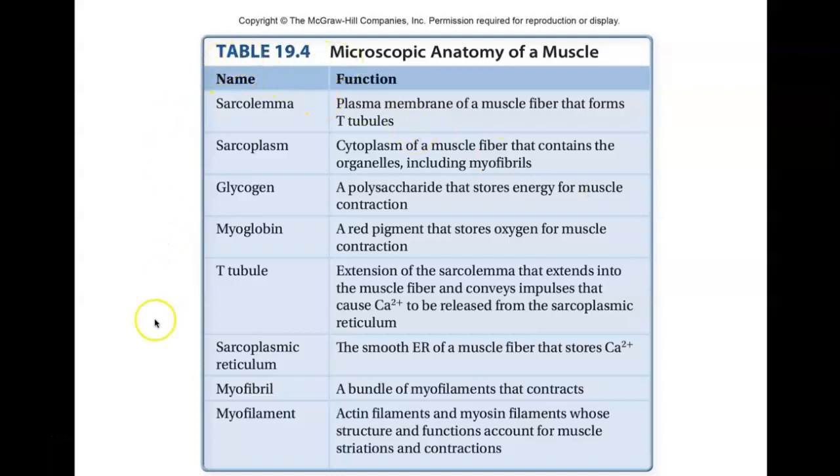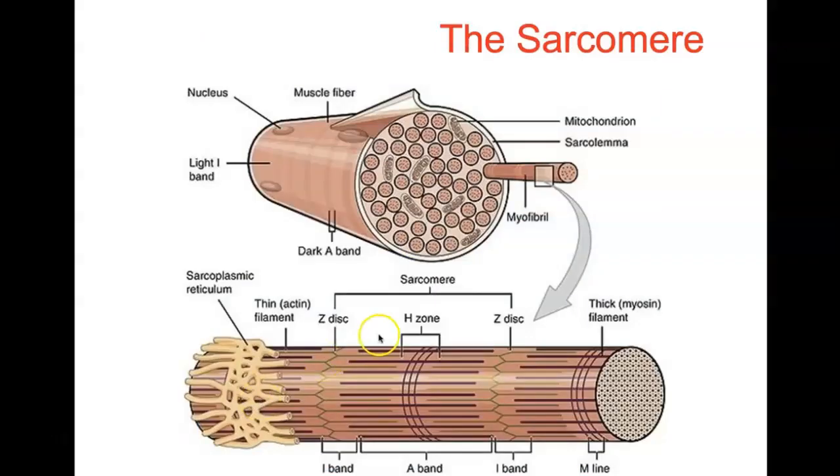This table is from another source, and it's just giving you all of the functions of the structures that we just talked about. So let's move on now and let's discuss the sarcomere. If this is one muscle fiber and these are individual myofibrils, if we look at one myofibril, we see that this specific myofibril is just focusing on one sarcomere.